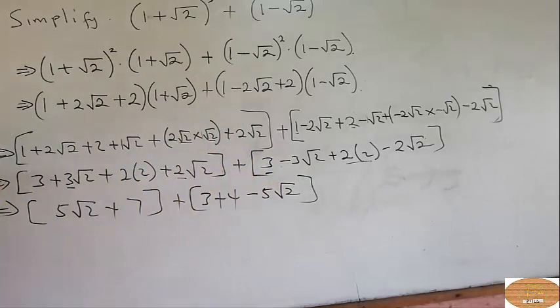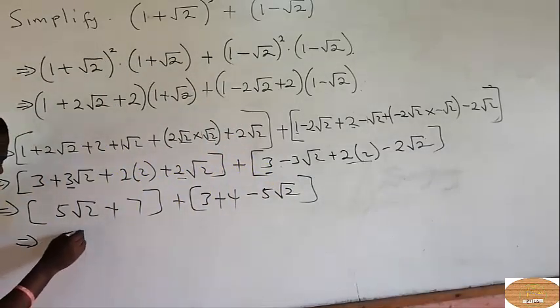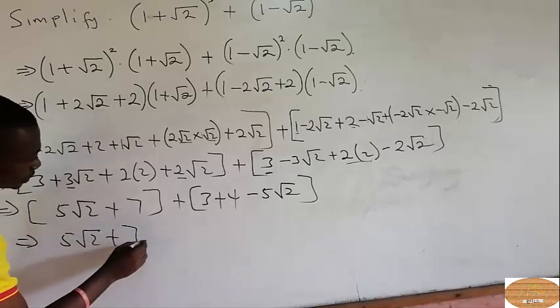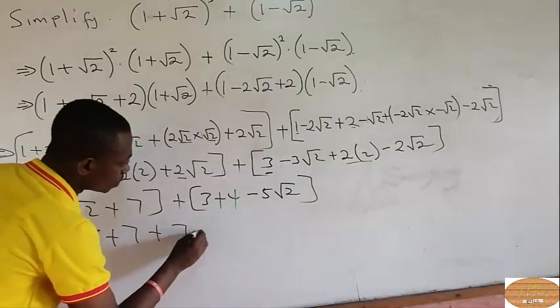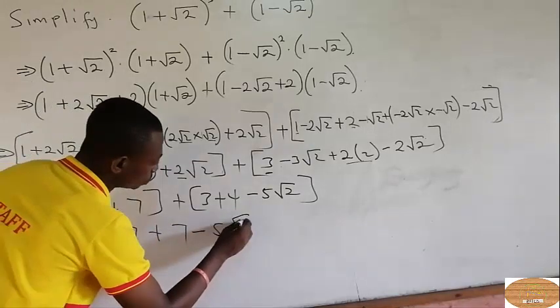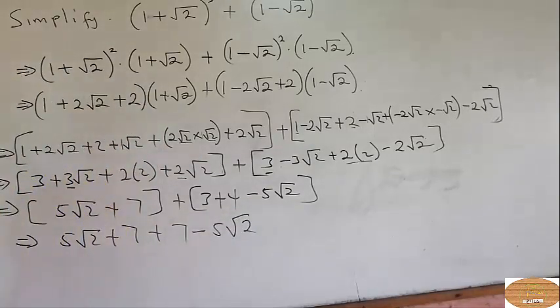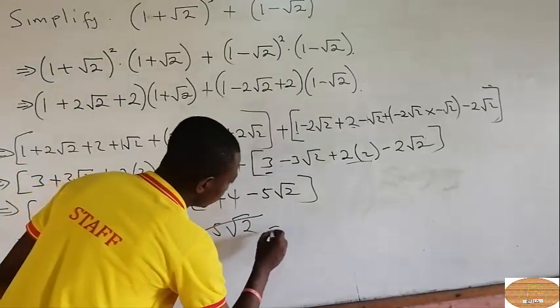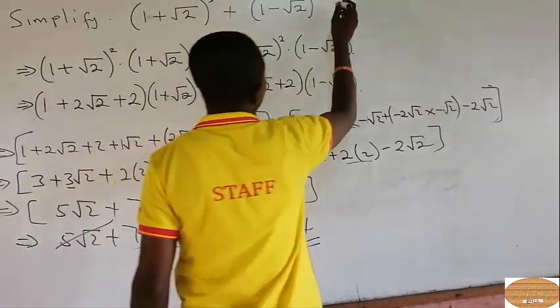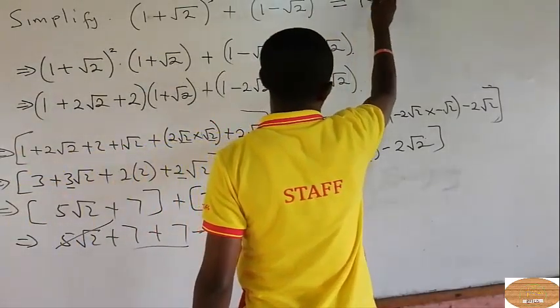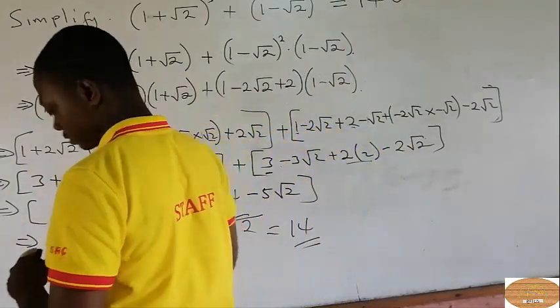So let me put them together. So I have 5√2 and 7 plus 7. That is 3 plus 4 minus 5√2 and 3. So I can do my calculation here. So let's see. So 7 plus 7 is 14. So this one, the answer is 14. Alright. So thanks for watching.